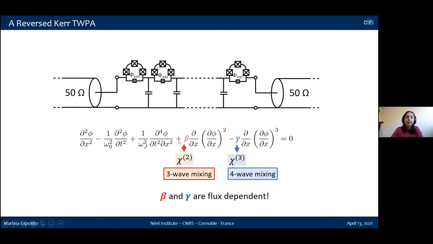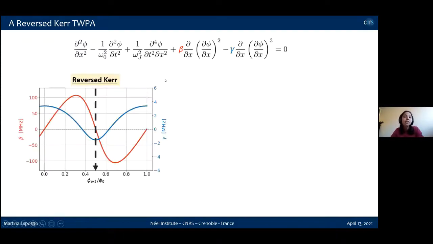And now we can write the wave equation for the propagation of the waves in this nonlinear transmission line in the following way. The key point here is that both the three-wave mixing nonlinearity and the four-wave mixing nonlinearity are now tunable in situ, because now we can tune beta and gamma by tuning the external magnetic flux that is threading the SNAIL loop. And this is very important.